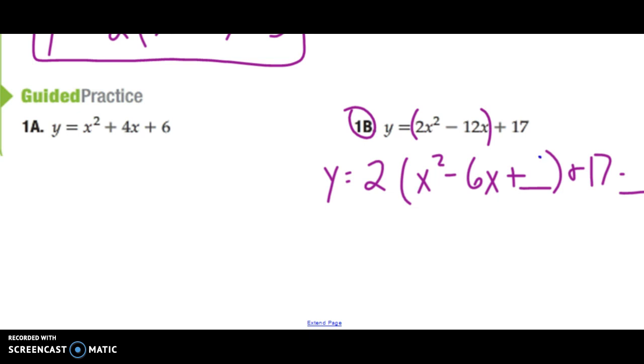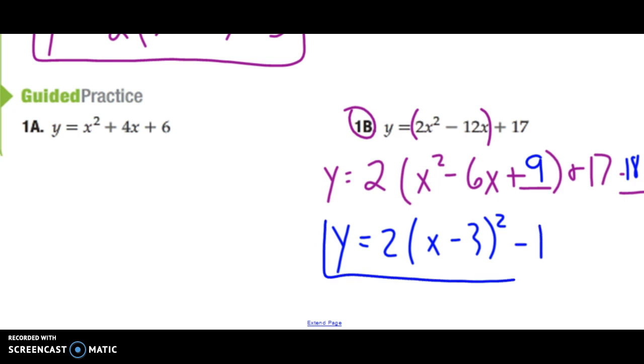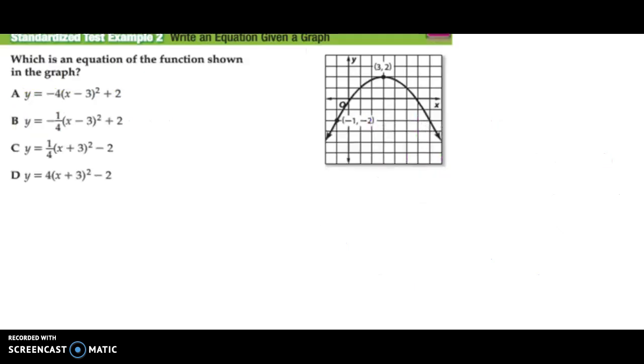Negative 3. Negative 3 squared is 9. 2 times 9 is 18. And so we get y is equal to 2 times the quantity x minus 3 squared, and then 17 minus 18 would be minus 1. So this is our vertex form.